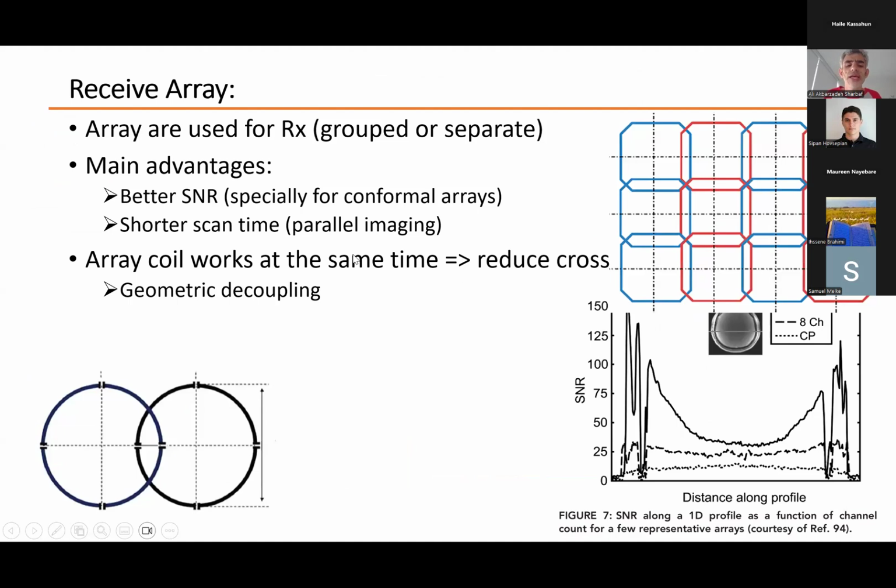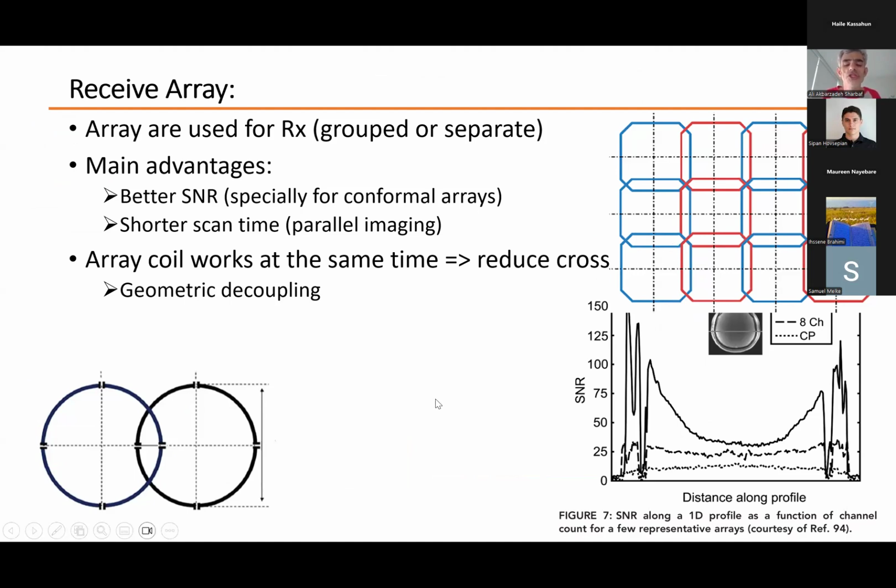Another issue is that when we are working with an array, all of these elements are working at the same time. All of them are receiving signals. They are connected to a circuit, so they actually communicate with each other. There's a crosstalk or a coupling between adjacent elements. So we have to find a way to reduce this coupling.